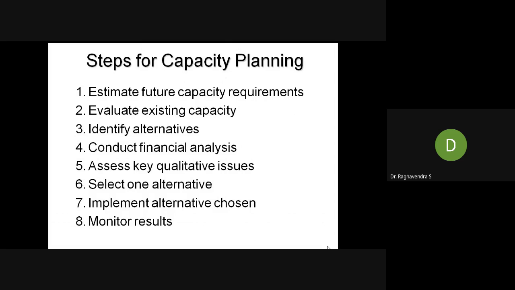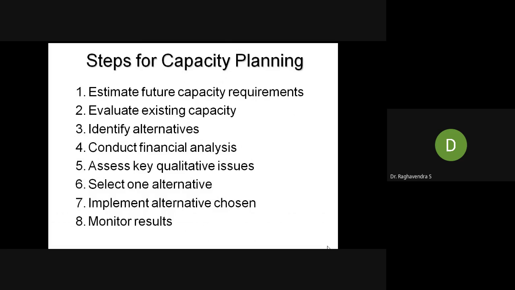Assess key quality issues. Any key quality issues, there may be some. Take any industry, there will be one or two issues. It may be the local market, local policies, whatever. All these issues you should have, and you should have control over these things.